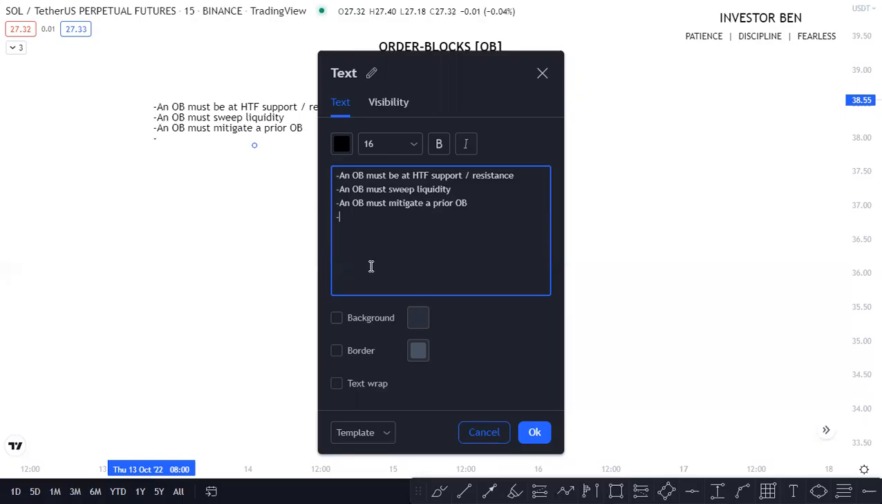So another one, an OB must create imbalance, right? You know what an imbalance is? Fair value gap or inefficiency. Must create imbalance, or FVG. You can choose to call it either one.